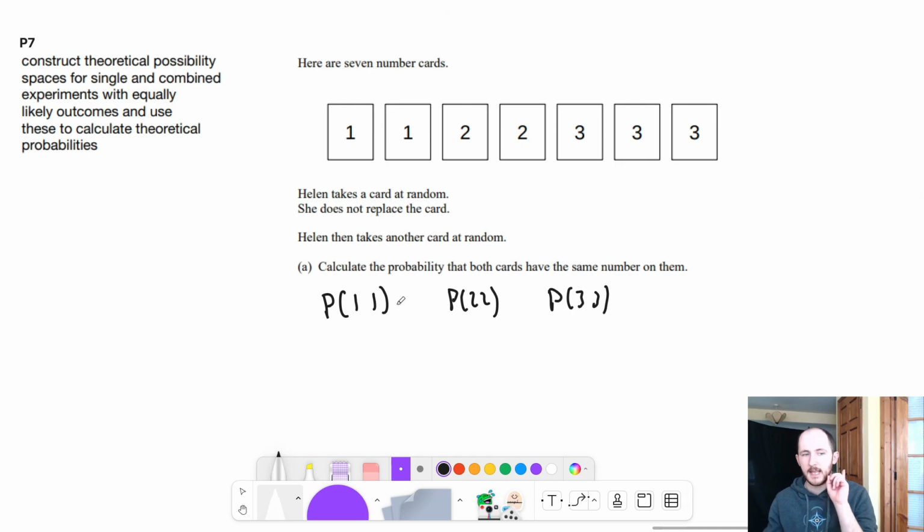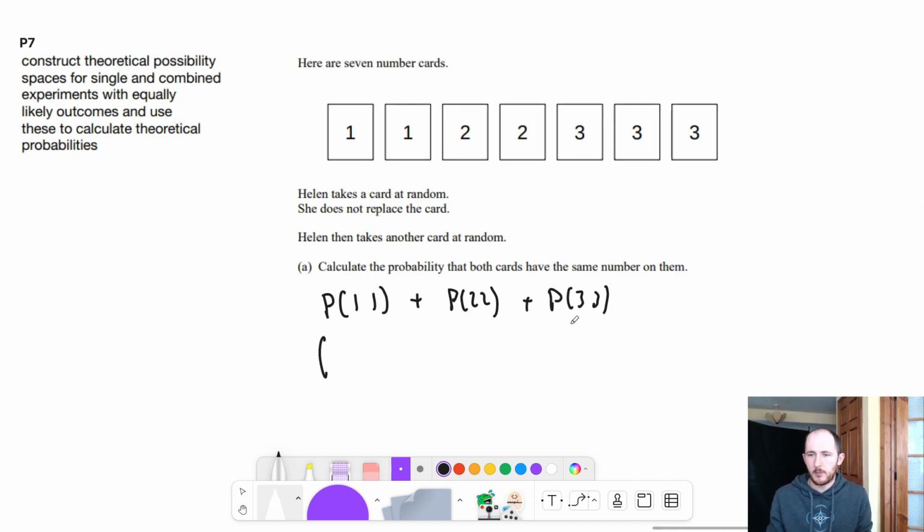Now, here's the key thing. These are the 3 possible ways she could have 2 cards of the same number. So for my total probability, I would have to add these up, right? Because the probability she takes 2 cards of the same number would be the probability of getting 1 and 1, so essentially I'm going to use the word or. So probability of getting 1 and 1, or 2 and 2, or 3 and 3. And when I say or in probability, I mean add, okay? So probability of 1 and 1, add the probability of getting 2 and 2, add the probability of getting 3 and 3. So let's work that out.